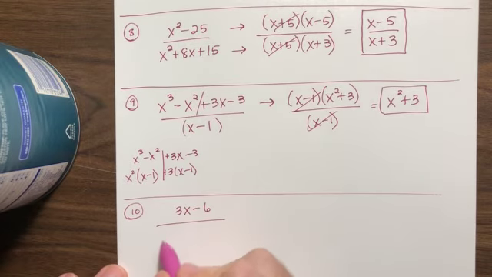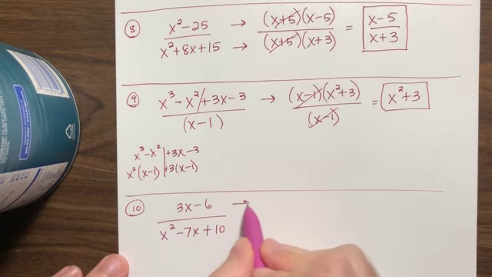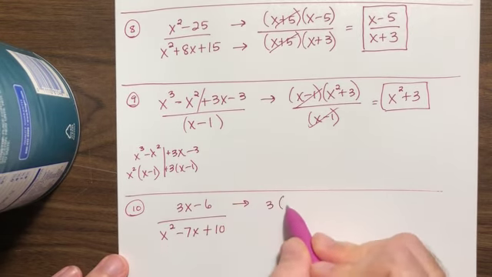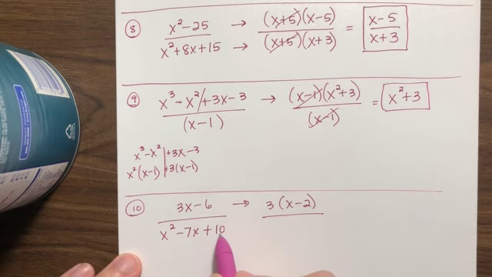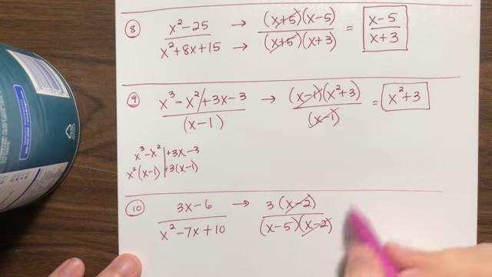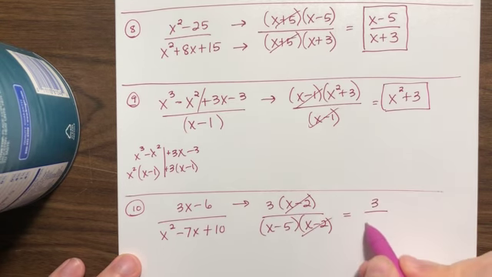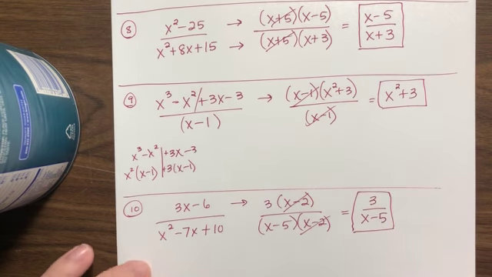Number 10. 3x minus 6 over x squared minus 7x plus 10. All right, GCF for the top. They both factor. This guy has a 3, and then if you divide by 3, you get x minus 2. This guy, you have to think of what two numbers multiply to give you 10 but add to give you negative 7, and that's negative 5 and negative 2. And oh look, the x minus 2's cancel. So you're left with 3 over x minus 5. Okay, that's 7.1 for you.